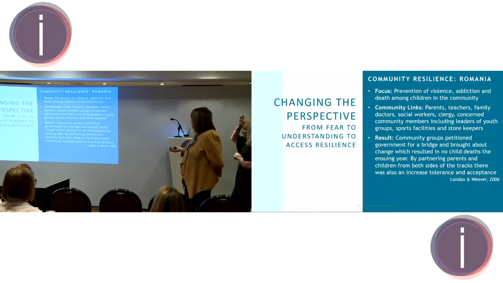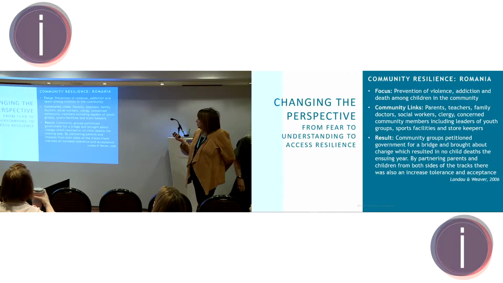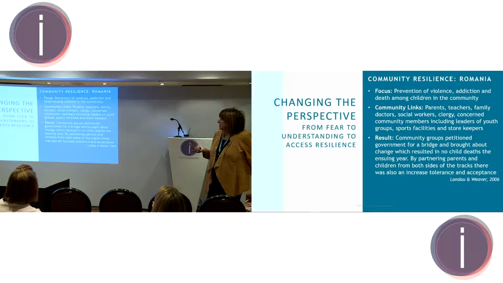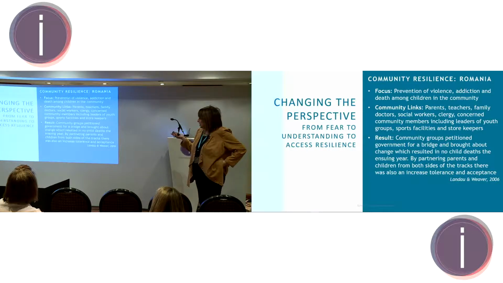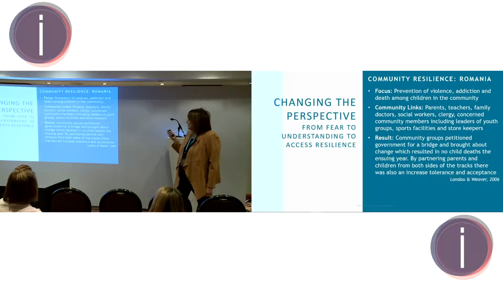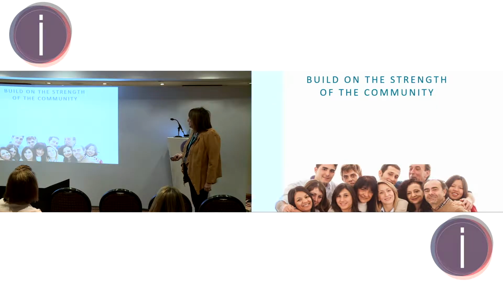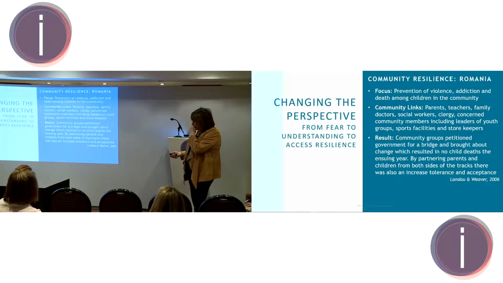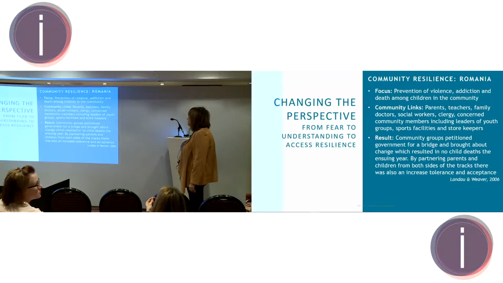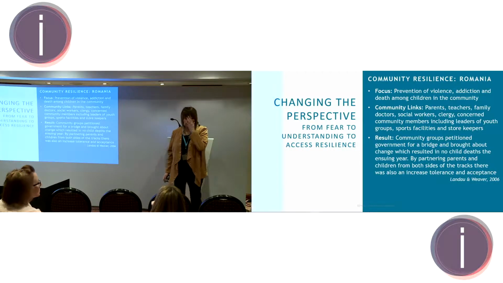So Judith went through this, but just again, this was from fear to understanding to access resilience. They did this work. They created linkages in the community. They developed a focus. They decided who were the best linkages to work, and they had a goal and partnered to make that happen. There were no child deaths in the next year, none at all. So they'd achieved their goal.